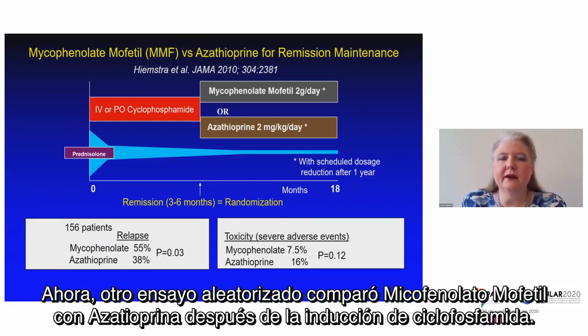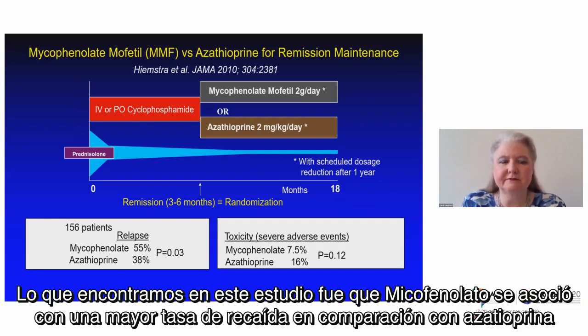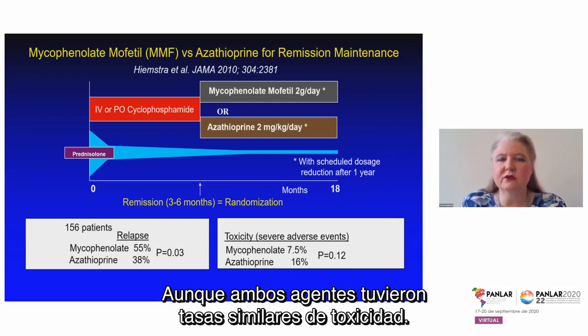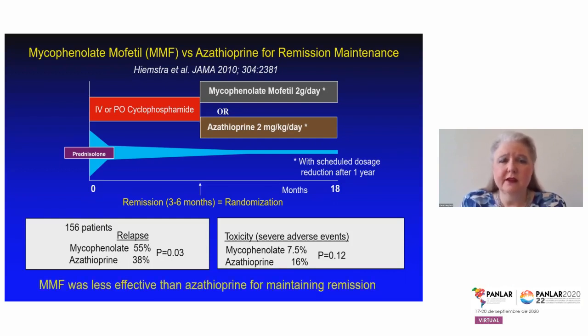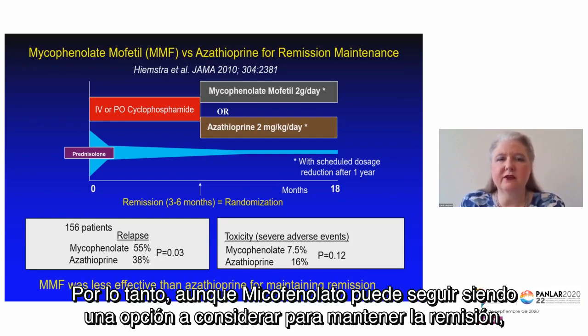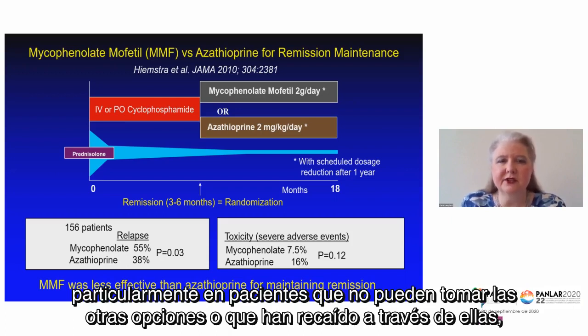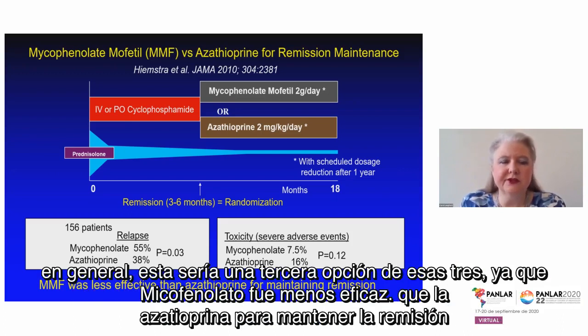Now, another randomized trial compared mycophenolate mofetil to azathioprine after cyclophosphamide induction. What we found in this study was that mycophenolate was associated with a higher rate of relapse as compared to azathioprine, although both agents had similar rates of toxicity. So therefore, although mycophenolate can remain an option for consideration for remission maintenance, particularly in patients who may not be able to take the other options or who've relapsed through those, in general, this would be a third option of those three, in that mycophenolate was less effective than azathioprine for maintaining remission.